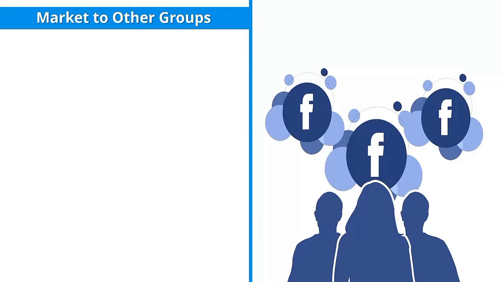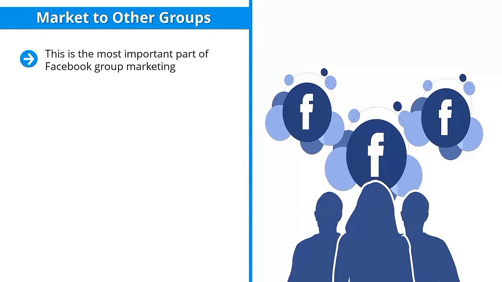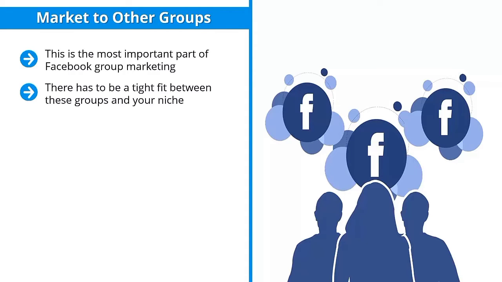Market to other groups. This is the most important part of Facebook group marketing, because if you were to just build your own group as a supplemental source of traffic for your page, you're probably not going to grow all that much. You have to go to other groups which have already done a good job attracting the eyeballs that you want to attract. There has to be a tight fit between these groups and your niche. Go to those places and become a credible poster.